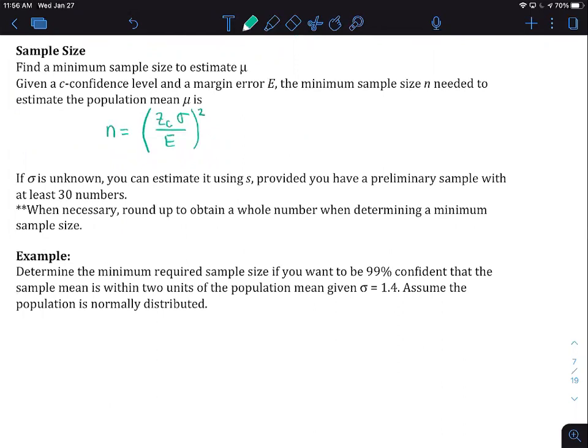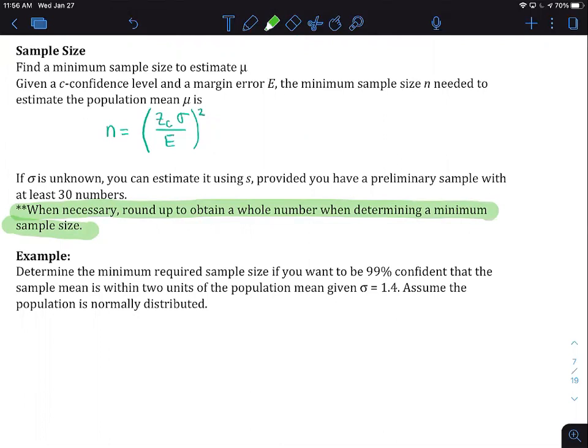If sigma is unknown, you can estimate it using s, provided that you know that there's at least 30 numbers. And the key thing here is that you have to round up. No matter what, if it is 5.1, that's your minimum that it can be, which means 5 does not work. So you're always going to have to round up to the next whole number.